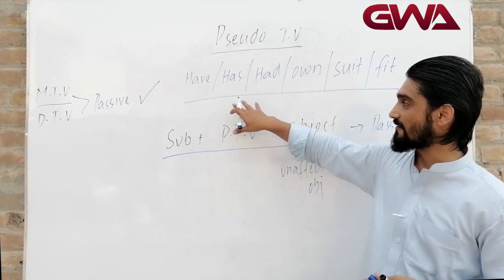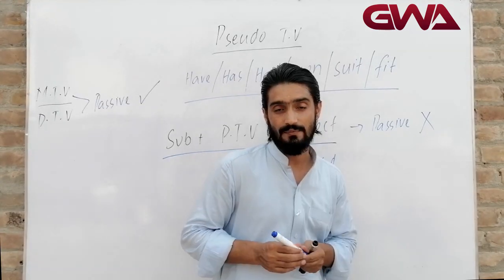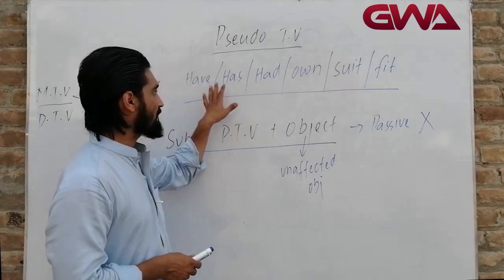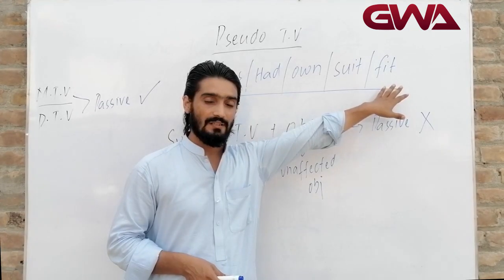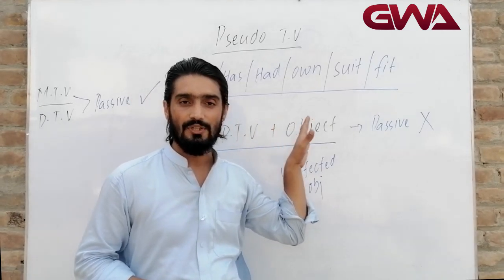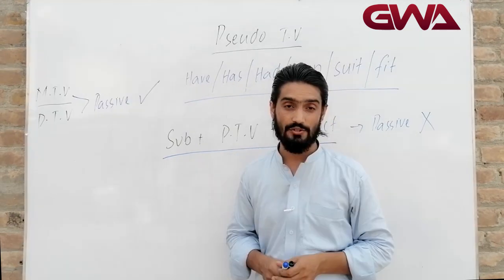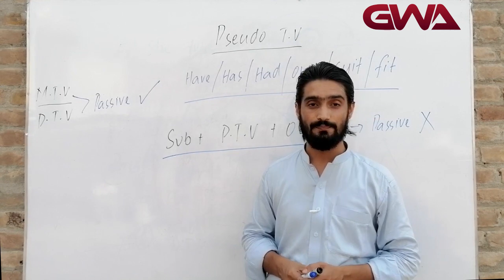This object cannot be affected by these actions: have, has, had, on, suit, and fit. You will see an object after these verbs, but you cannot change them into passive voice. That's why they are called pseudo-transitive verbs.